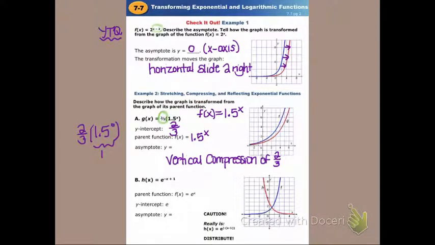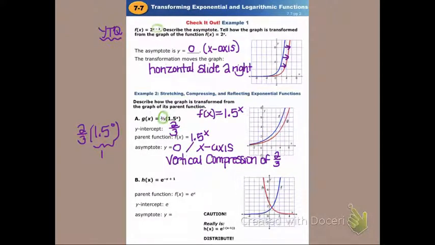Now, as far as the asymptote goes, you can see that the compression in this case did not do anything to the asymptote. It is still just approaching the x-axis, or y equals 0. So you can say it either way, x-axis or y equals 0, and that is still the asymptote.